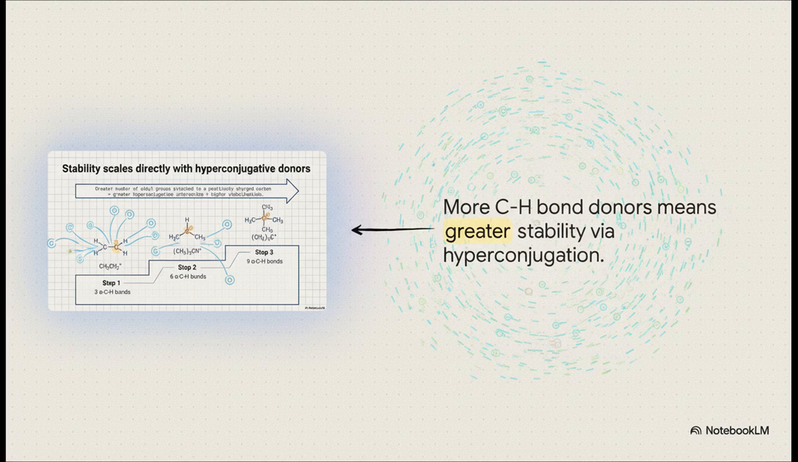It's pretty straightforward. Just look at the progression on the slide. In step 1, the ethyl cation has 3 of those adjacent CH bonds to help out. In step 2, the isopropyl cation has 6. And finally, in step 3, the tert-butyl cation has a whopping 9. This directly explains why that tert-butyl cation is the most stable of the 3. It simply has the most hyperconjugation going on.